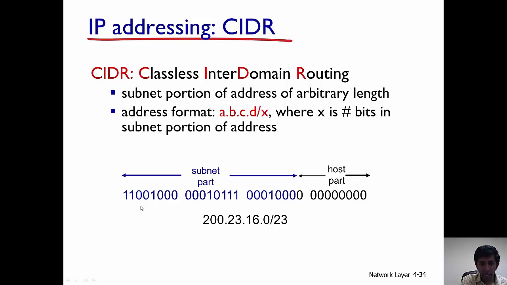So for example, here you have 200.23.16.0/23. This means that the first 23 bits, which are marked in blue in this slide, are a part of the subnet, and the remaining trailing 9 bits are part of the host. This is how IP addresses would be represented if you are talking about using subnets.